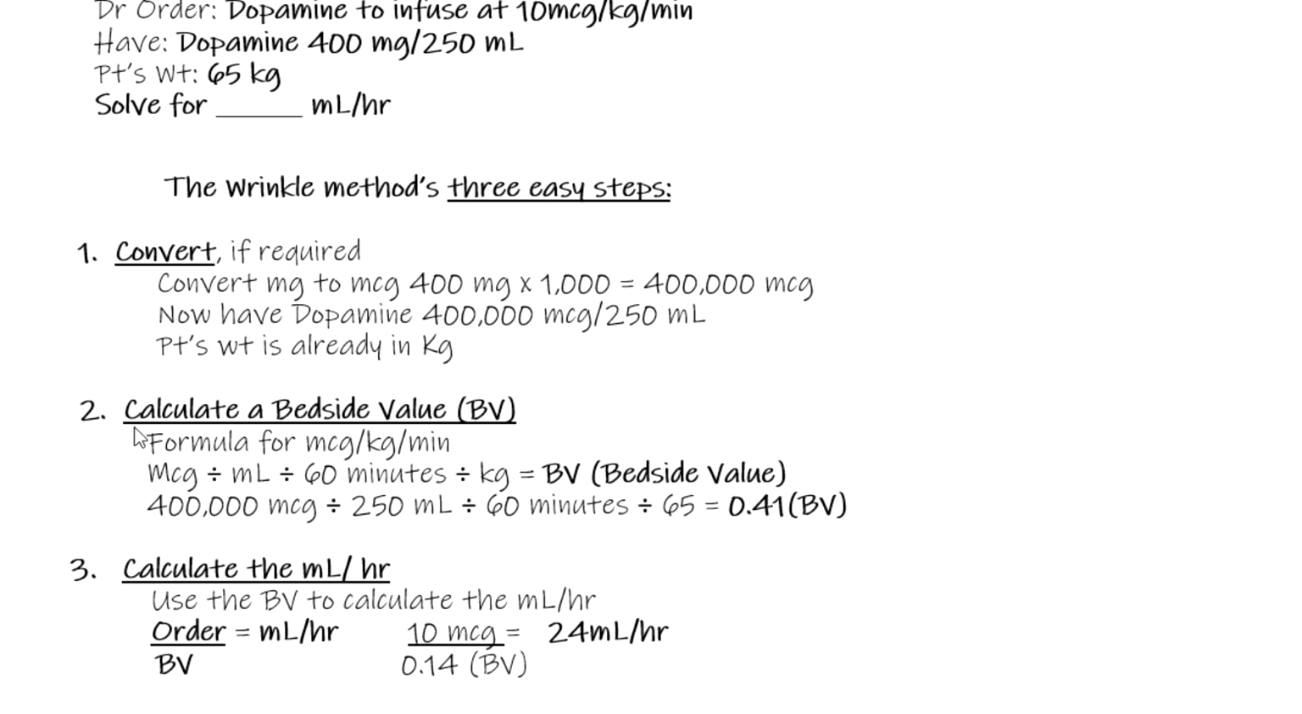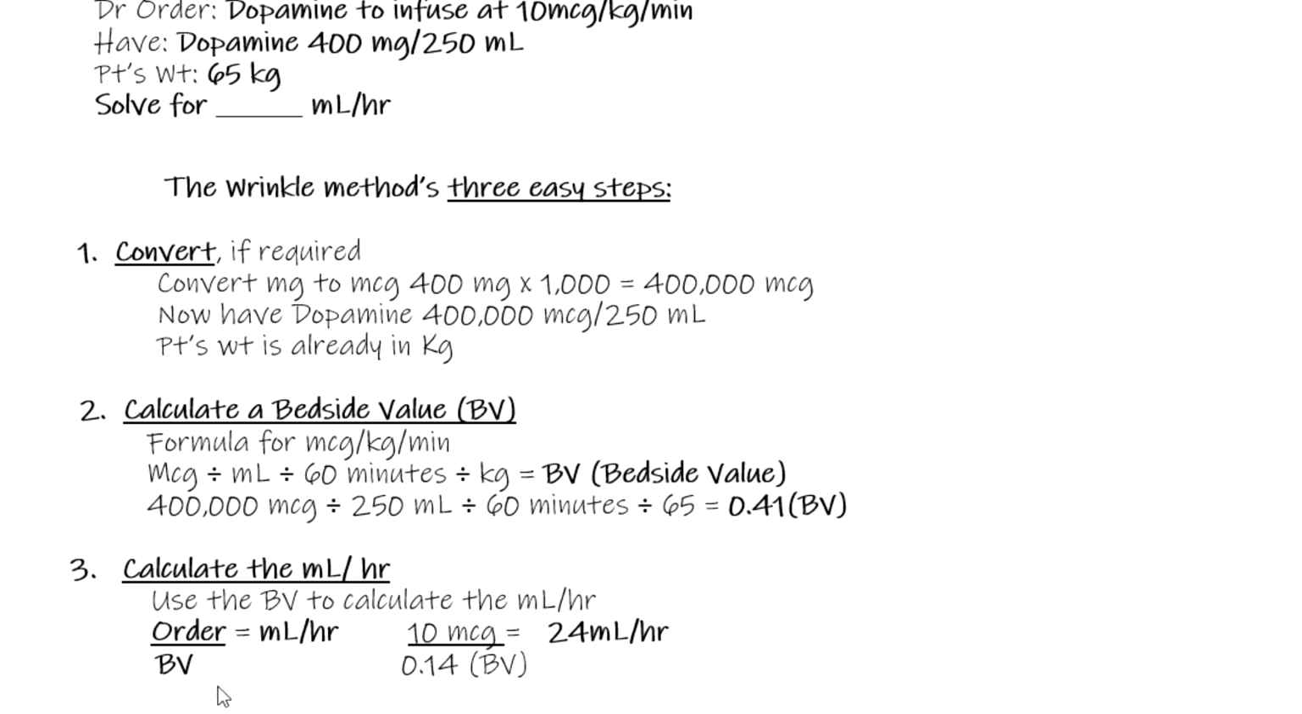The second is we're going to calculate a bedside value. And a bedside value is just a mathematical constant that's very specific to the drug concentration mix and the patient weight. The formula for mics per kilogram per minute is mics divided by milliliters divided by 60 minutes divided by kilograms equals a bedside value. So we're just going to plug in our values. We have 400,000 mics divided by 250 milliliters divided by 60 minutes divided by 65 kilograms gives you a bedside value of 0.41. And we're going to use that number to calculate out our flow rate.